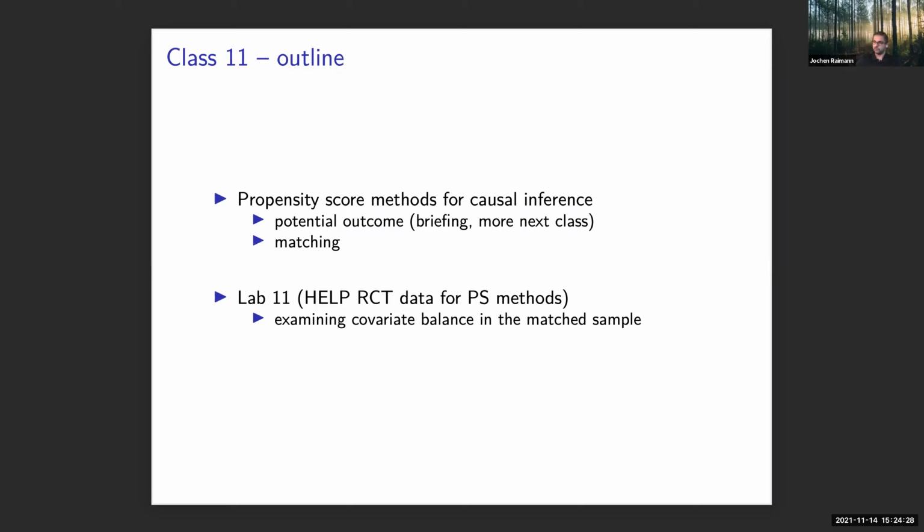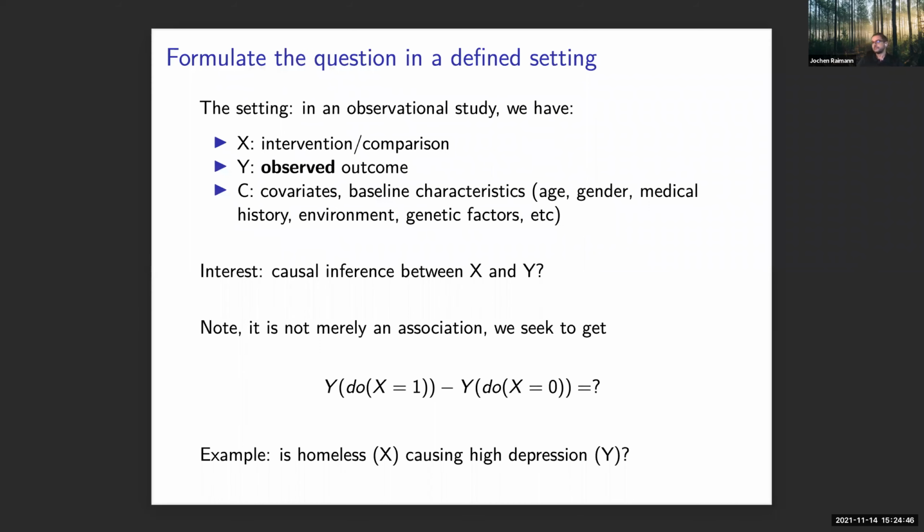Lab 11 will be about the HELP RCT data, just like the main lecture analyses that will be shown. We are again examining covariate balance in the matched sample, the same as we do during the lecture now. Okay.